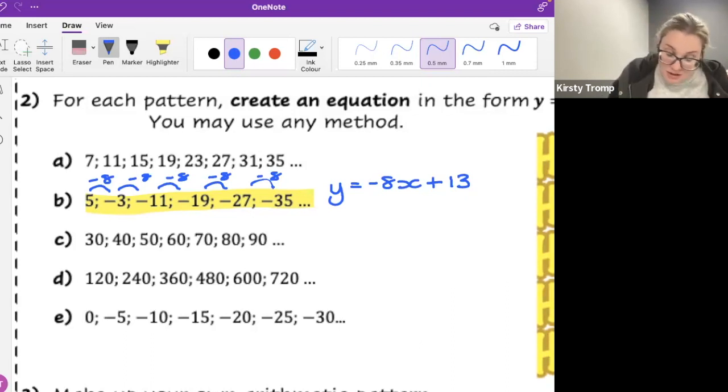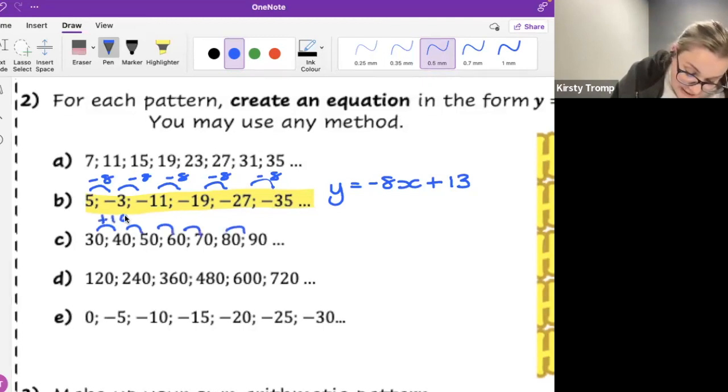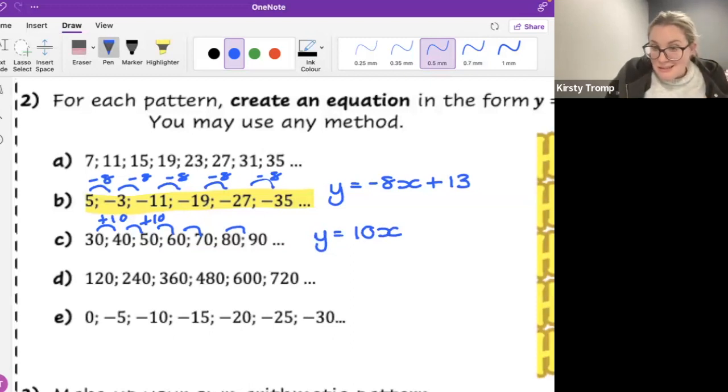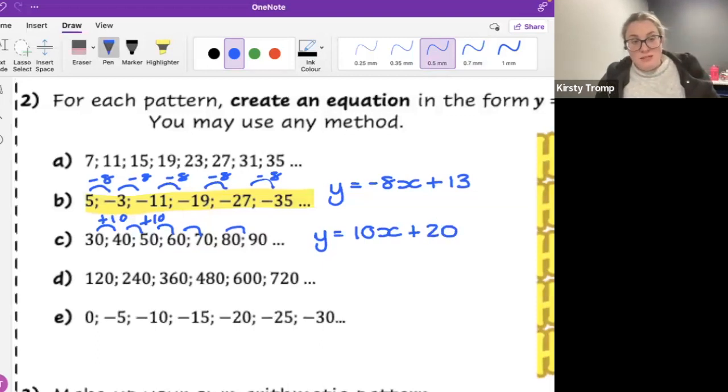Okay, so let's try the next one together. In the next one, I'm adding 10 each time. So I'm going to have y is equal to 10x, and I'm going to say plus 20. Y is equal to 10x plus 20.